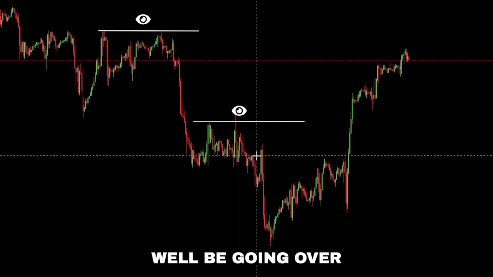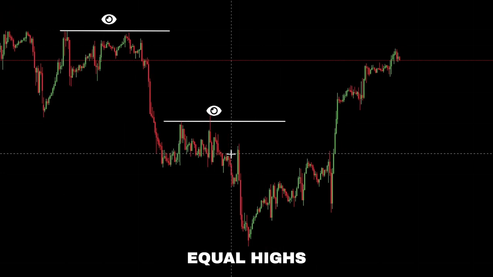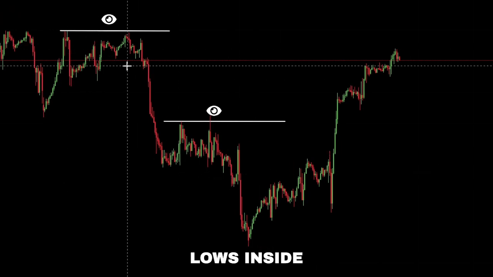In this video, we will be going over the difference between a liquidity sweep and a liquidity run. But first, let's review what liquidity is inside of the market. Basically, simple definition, liquidity is above equal highs and equal lows inside of the markets.